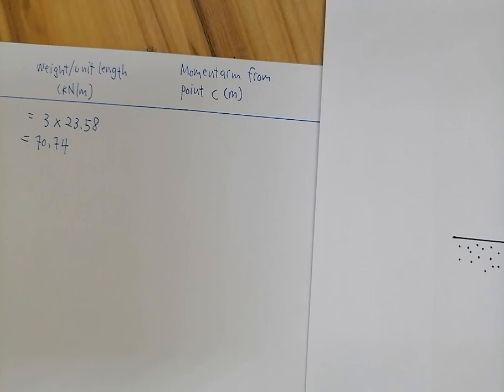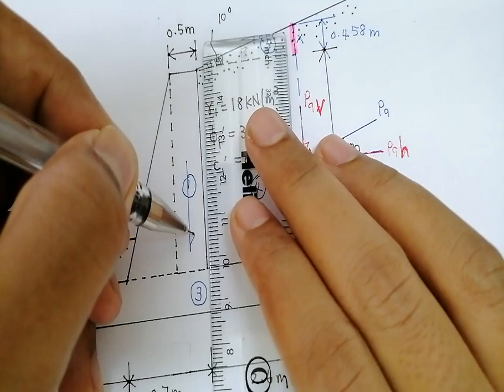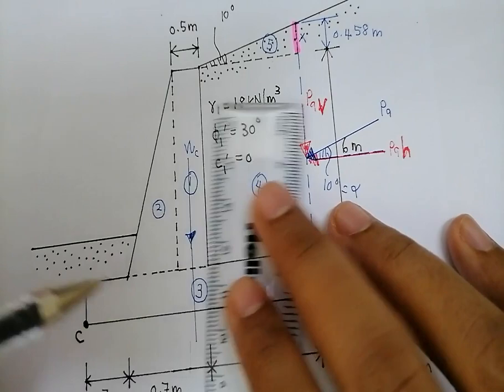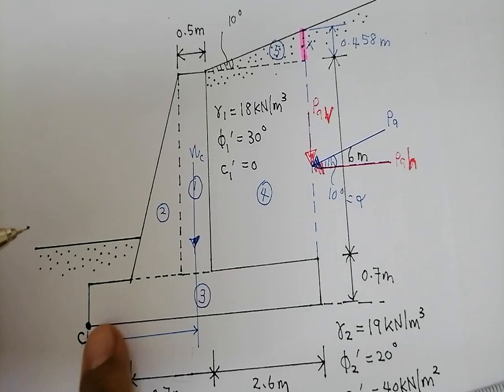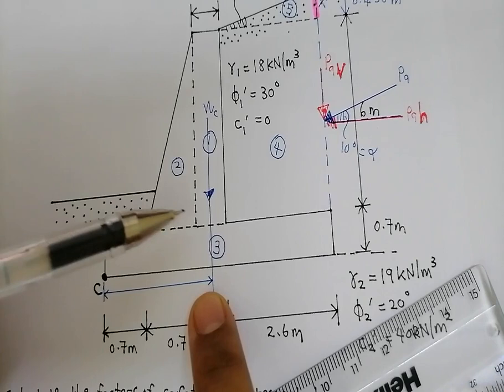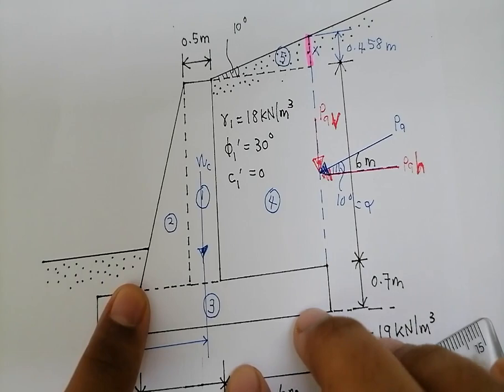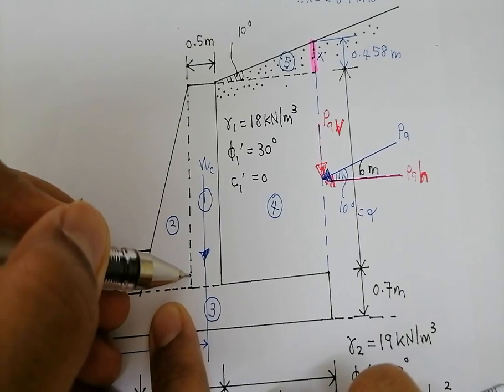All right, the next one is the moment arm from point C. Remember, it acts at the center. Let me draw this for you. So this is the one that we calculated just now. This is your weight of concrete of the first section. So the distance is from here to here, from the centroid to point C. So basically it's 0.7 plus, this one is how much? This one is 0.2, okay? From here until here is 0.7. And it's given that this is 0.5, so therefore this is 0.2. It's not to scale, okay? That distance is 0.2.